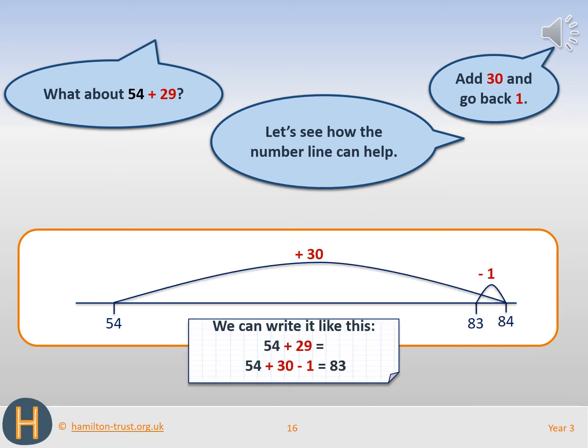So the answer you should have got was 54 add 29 equals 83. 54, we added on 30, then we take away 1. So 54 add 30 is 84, take away 1 is 83.